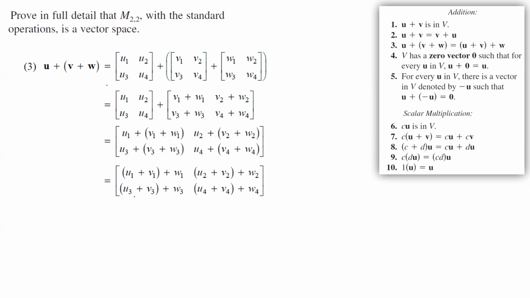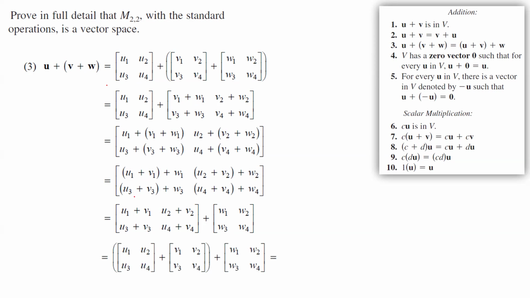So now you're basically saying that I'm adding U1, V1, U2, V2, U3, V3, U4, V4, and then W1, W2, W3, W4. Or basically, I'm grouping U and V, adding them together, and then adding it to W, which is basically U plus V plus W. So this is the third condition. The third axiom is met. So we proved the first axiom, the second axiom, and the third axiom. Let us move on to the next slide, everyone.